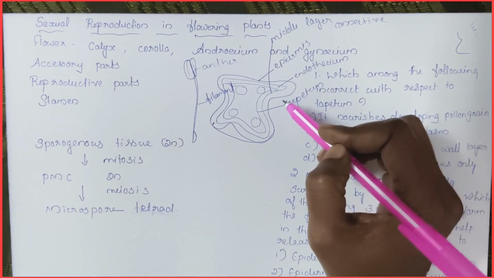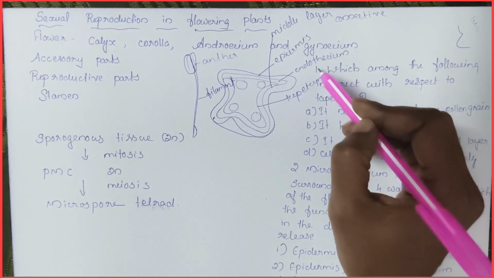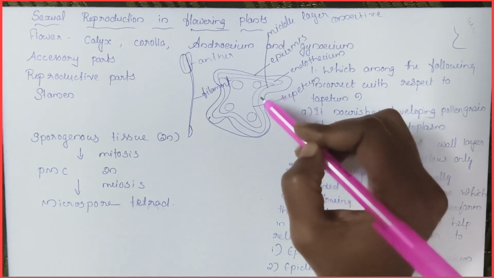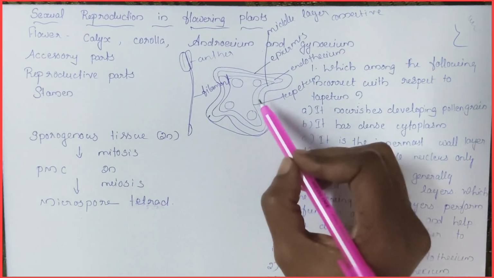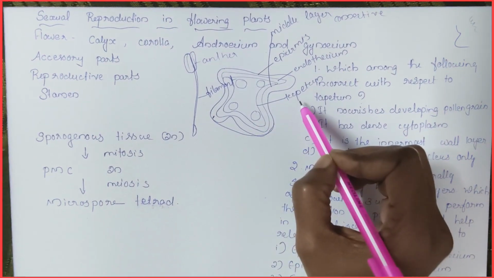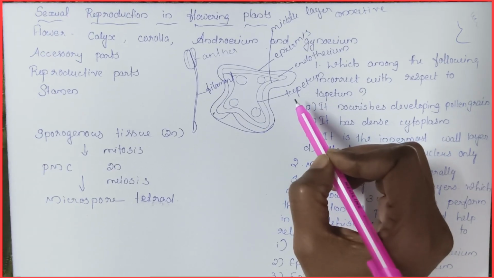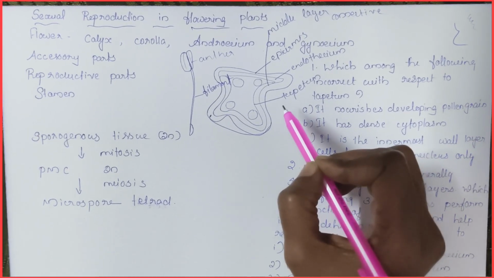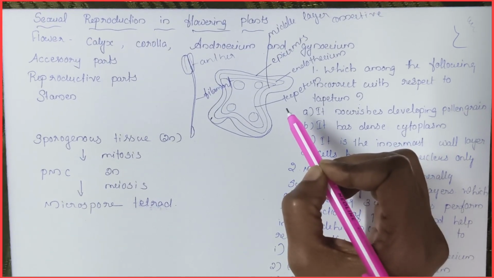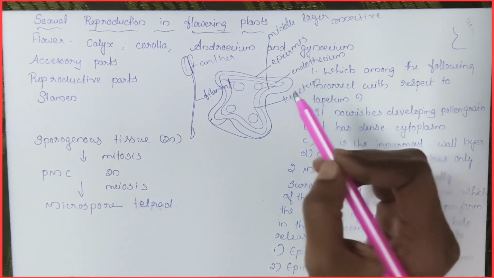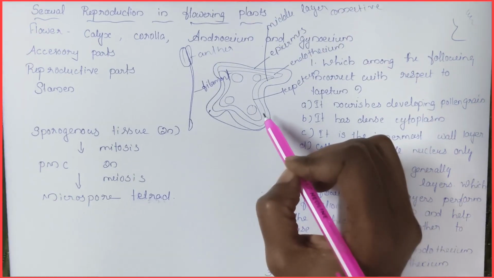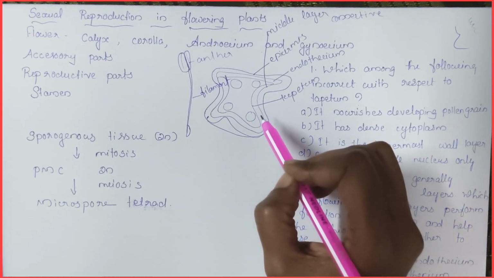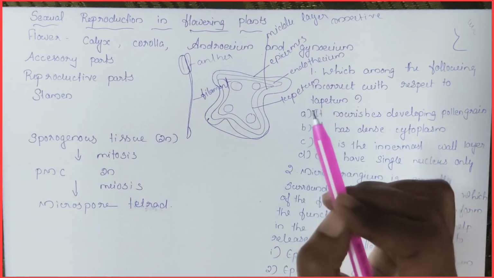The first three layers, that is epidermis, endothecium and middle layer, are only there for protection. The last one is the tapetum. The tapetum nourishes the pollen grains, and the cells of the tapetum have dense cytoplasm and more than one nucleus. This is one of the important topics for NEET. They have dense cytoplasm and more than one nucleus, that is the tapetum.